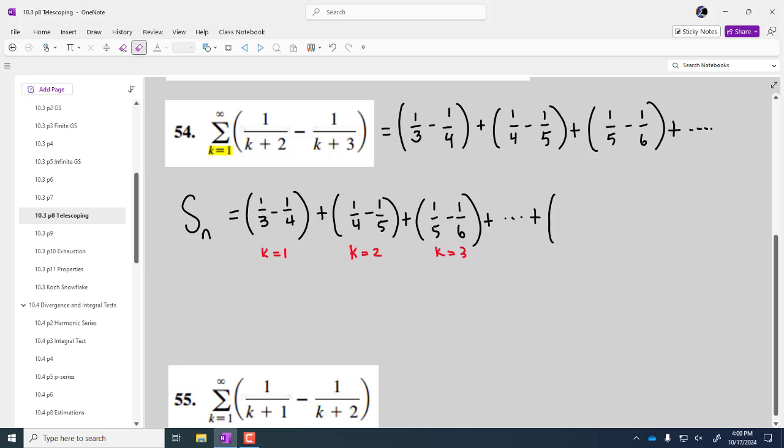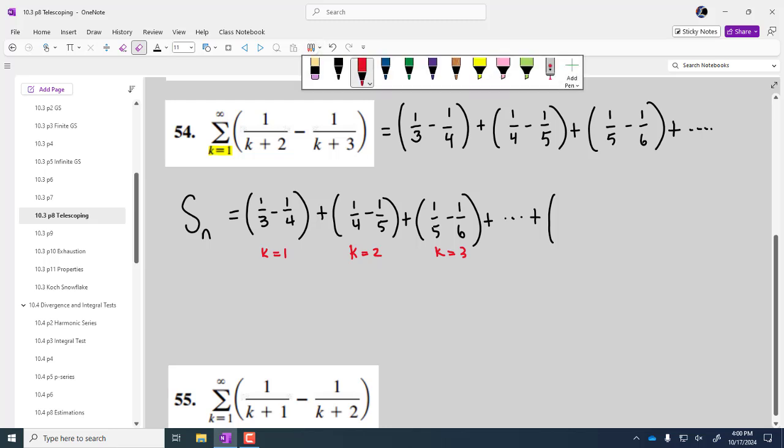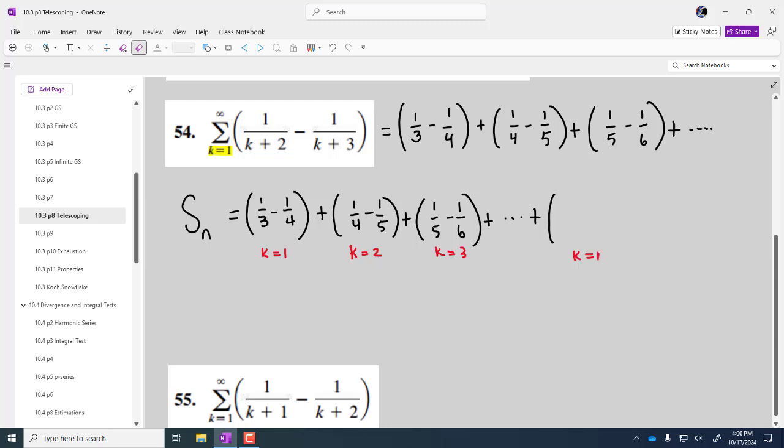So the last 2 terms of S sub n are going to be k equals n minus 1 and k equals n. Since we started at 1, the nth term will be when k is n. So when we start at 1, easiest case, if we want to go n terms, we just go until we plug in k equals n. 1 to 5 terms, we go until we plug in k equals 5. So this is the simplest case.